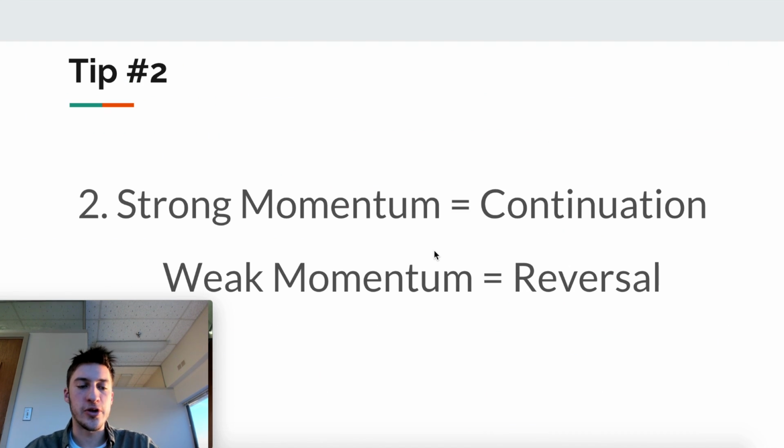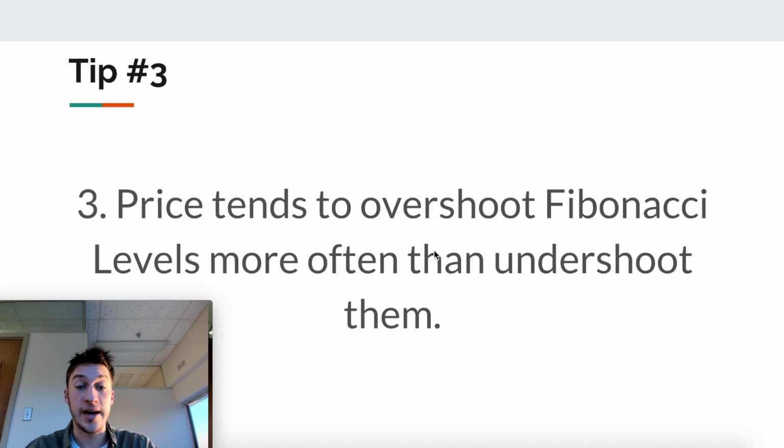Now let's go over the third tip that has helped me a lot. And I think I've gotten a lot better at Fibonacci trading, and that's how I mainly trade now. But remember this. Remember that price tends to overshoot Fib levels more often than undershoot them. This is a common mistake that I see many Fibonacci traders making. I wouldn't really call it a mistake. I would call it more just an inefficiency in Fibonacci trading.